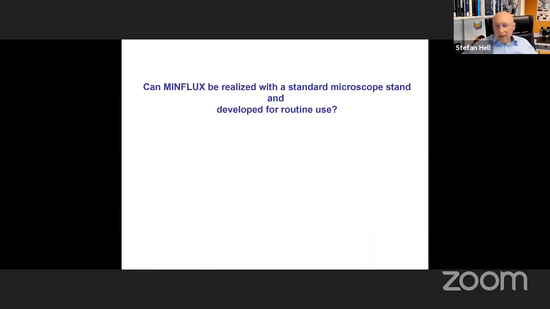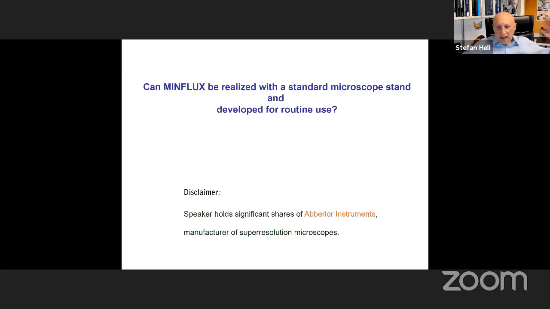So the next point that was left, from my viewpoint, was: can this MINFLUX be realized with a standard microscope stand and developed for routine use? Because people said, oh, you know, I remember the development of STED. It took ages until people could use it. No, it's not going to take ages.